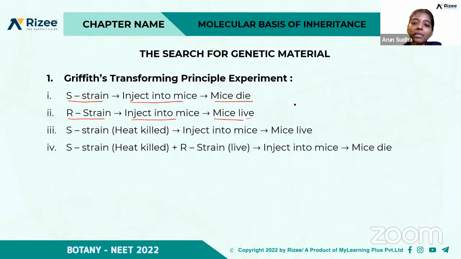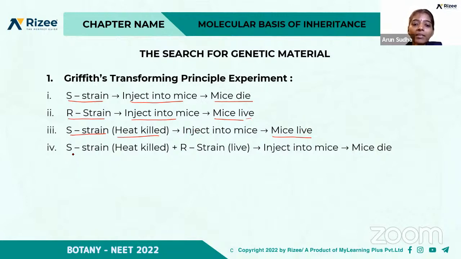So the mice live. Then he used the heat-killed S strain and injected it into the mice, and the mice live. So when the S strain is injected as it is, the mice die. When it is injected as the heat-killed S strain, the mice live. So what is happening here? When it is heat killed, that is when it is exposed to high temperature, it deactivates the disease-causing capacity, right? So when it is injected, the mice live.